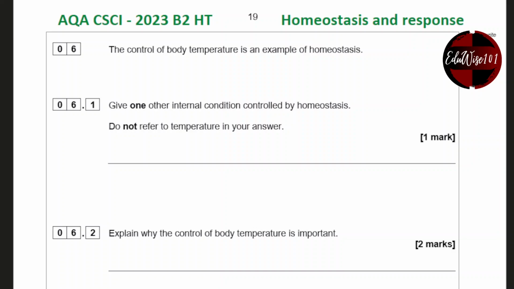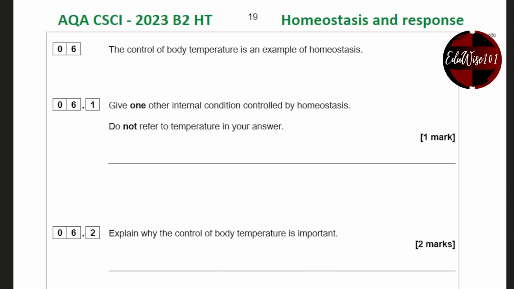In this video, I'm going to go through the AQA Combined Science Biology Paper 2 Higher Tier from 2023. Question number 6 is on the topic of homeostasis and response. The control of body temperature is an example of homeostasis. Give one other internal condition controlled by homeostasis. Do not refer to the temperature in your answer.